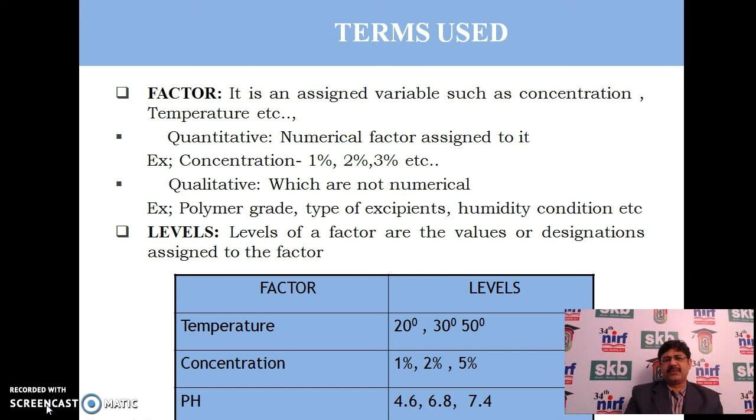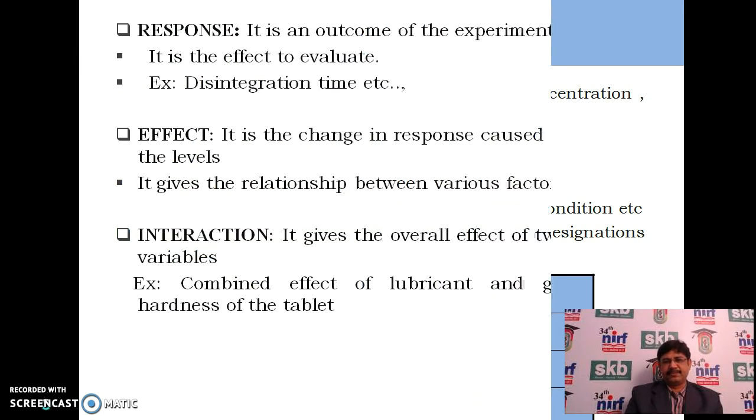The basic terms which are generally used in optimization or in experimental design: first is factor. It is an assigned variable such as concentration, temperature or any other factor. It may be quantitative or qualitative in nature, maybe in percentage or maybe not in numerical units. Example, polymer grade, types of excipient and so on. Second is the level. Levels of factors are the values or designations which are generally assigned to the factor. It may be temperature like 20 degree, 30 degree, 50 degree and so on, concentration and pH.